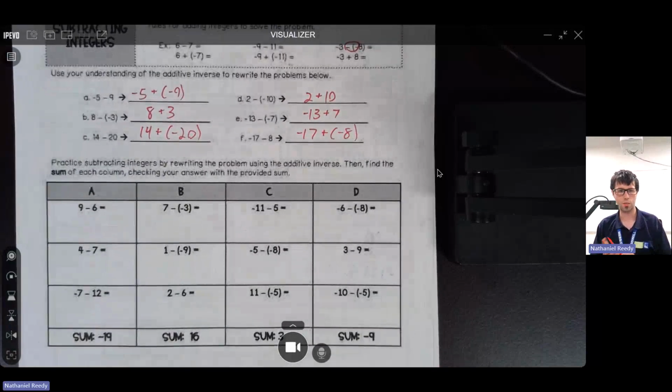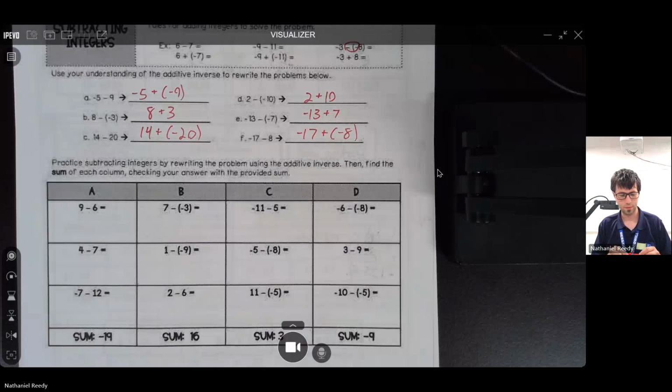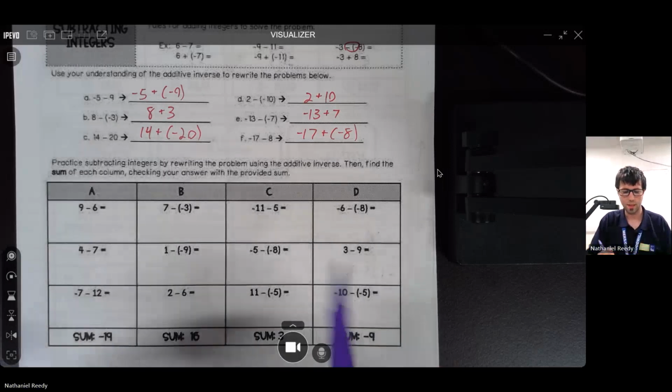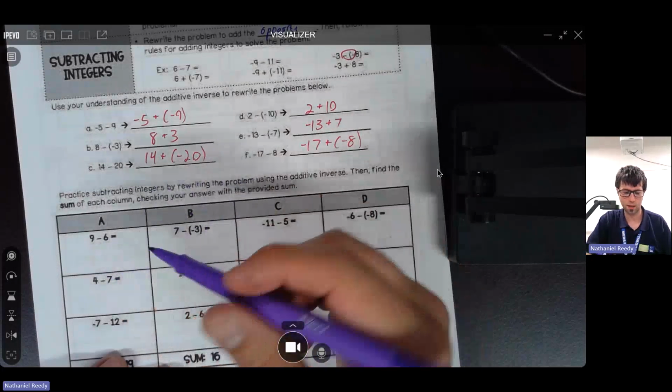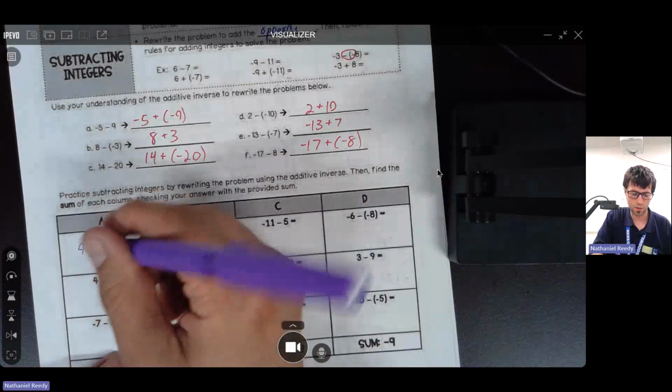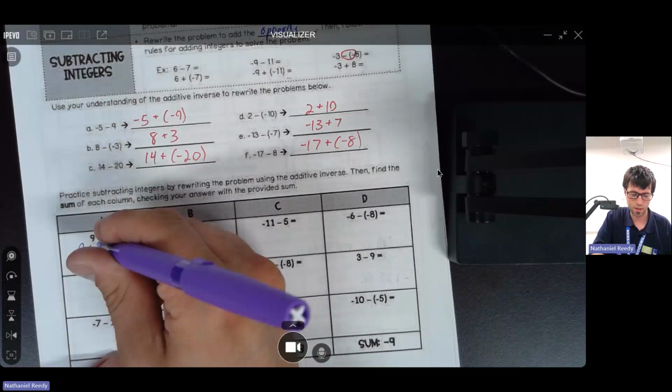So let's look at some subtraction problems together. Let's use a color I haven't used before, this purple. So 9 minus 6. Again, it's the same as saying, you don't have to write this if you don't want to, 9 plus a negative 6.